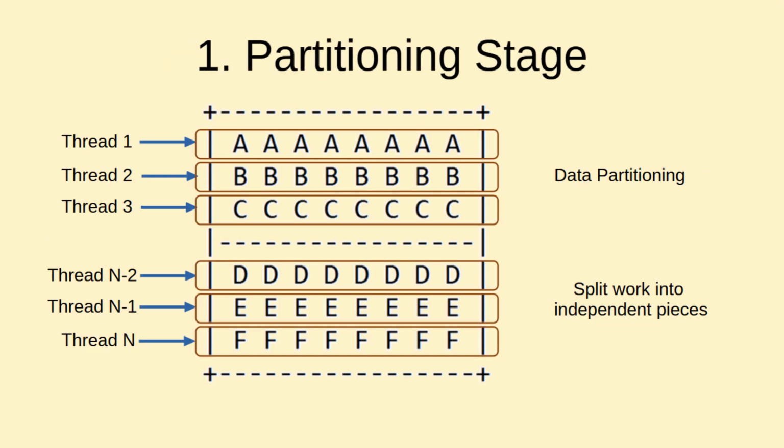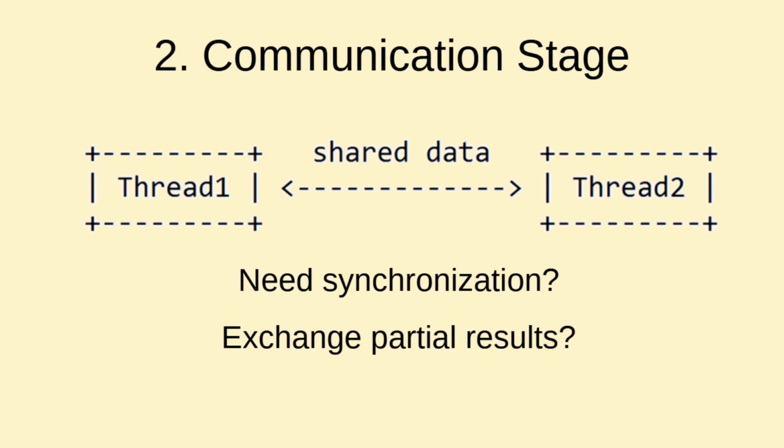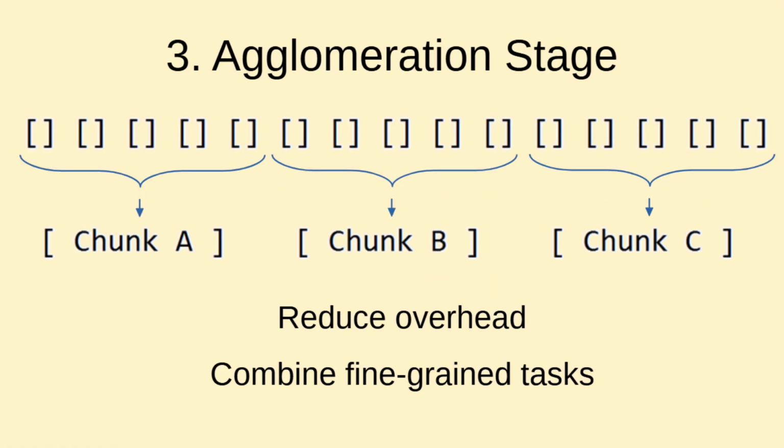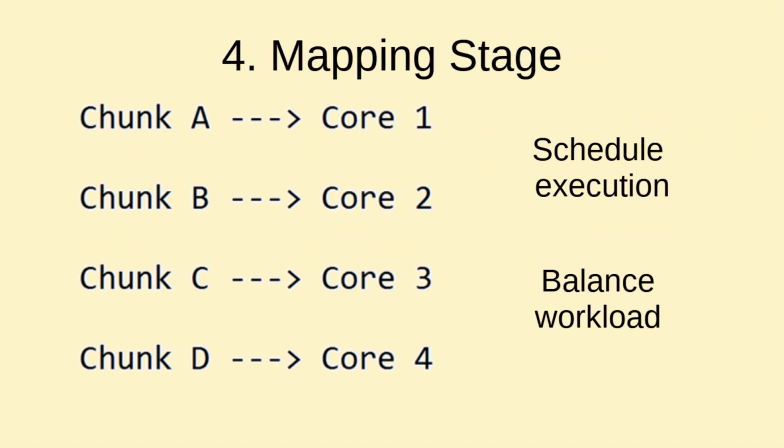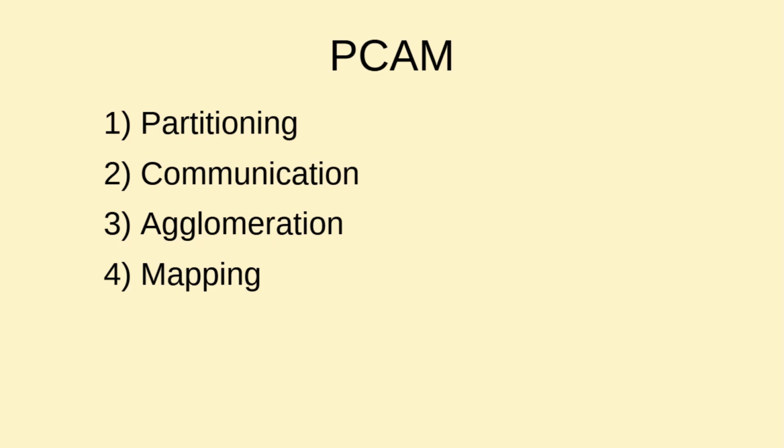Let's understand it using a simple example, matrix processing. First we partition the data, for example, split a matrix into rows. Then we identify communication. Do threads need to share results? Then we agglomerate, grouping small tasks into larger chunks. Finally, we map, assigning tasks to threads or cores. Each stage visually transforms the same matrix processing problem.